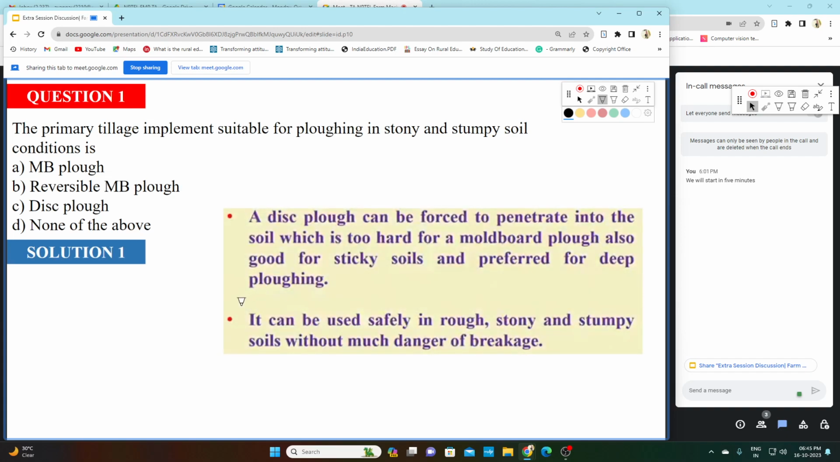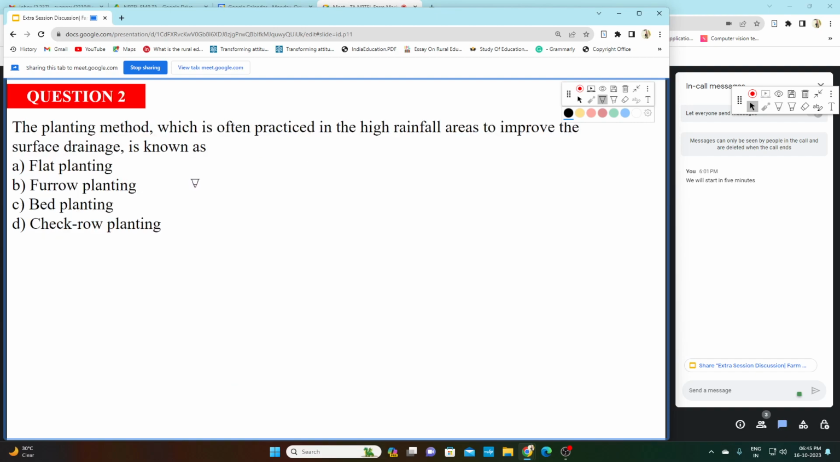Disc plow can be forced to penetrate into soil which is too hard for the moldboard plow. Also, it is good for sticky soil condition and preferred for deep plowing. It can also be used safely in rough, stony and stumpy soil without much danger of breakage. So disc plow is your answer, option C is your correct answer. Okay, this is the disc plow. Now we will move to the next question.